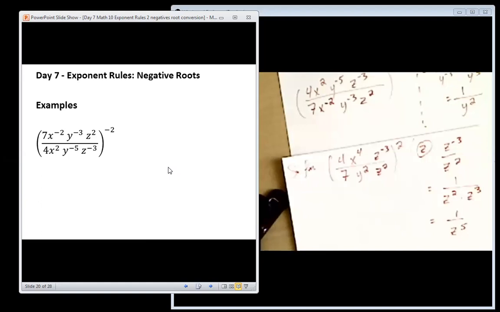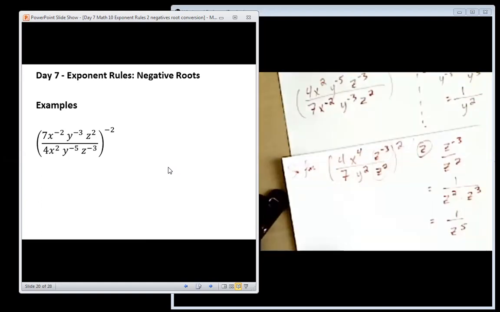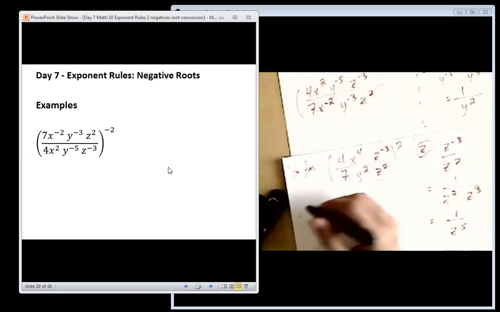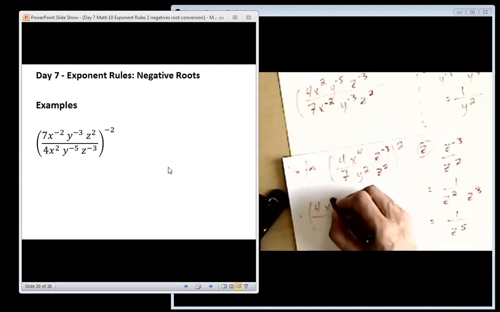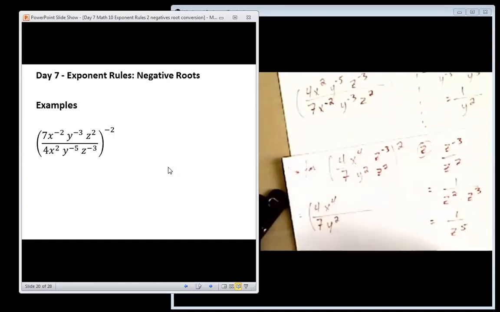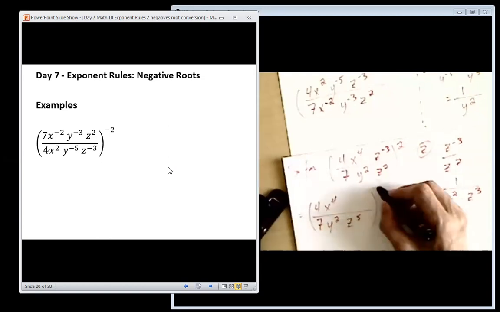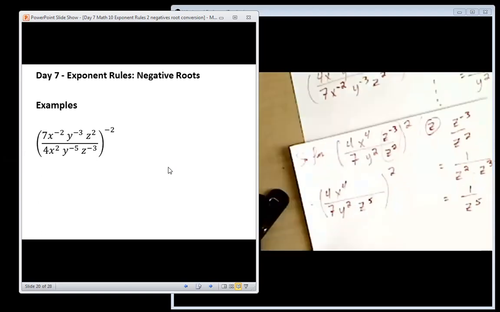Okay, so we're going to update this now with that there. And that will take care of the inside bits. 7 like that, y squared, z to the 5 on the bottom, plus 2 on the outside. Fantastic.